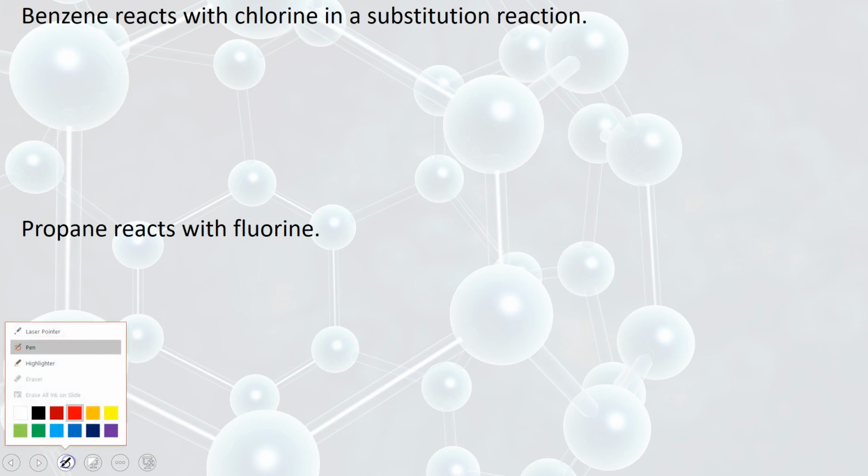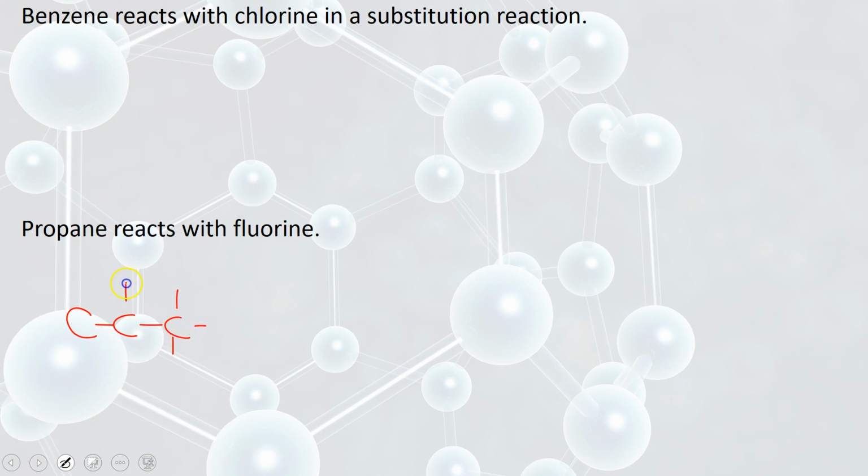Propane reacts with fluorine. So propane looks like this. These are all hydrogens. It reacts with fluorine. Remember, fluorine is diatomic when it's by itself. So what would be produced? Anybody know what would be produced? Substitution reaction.